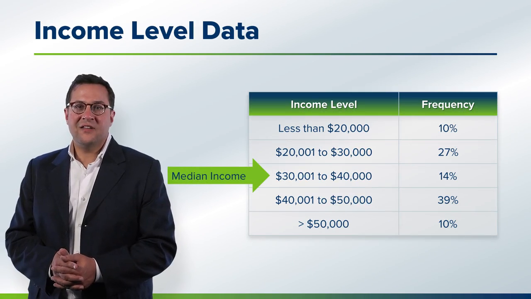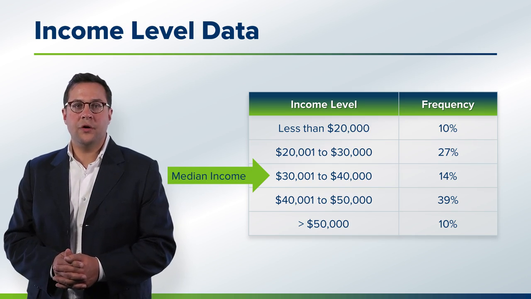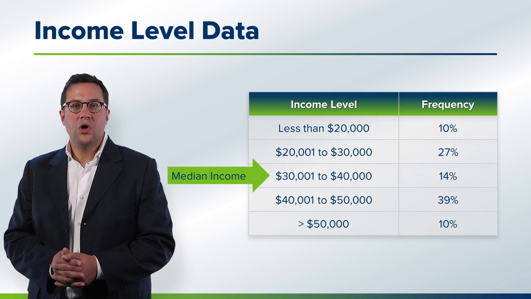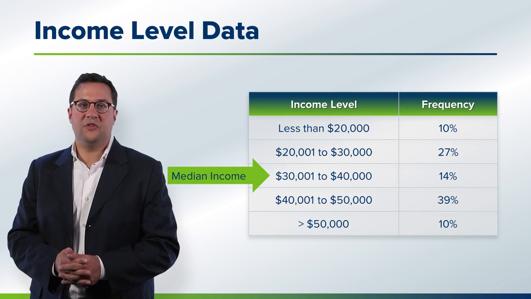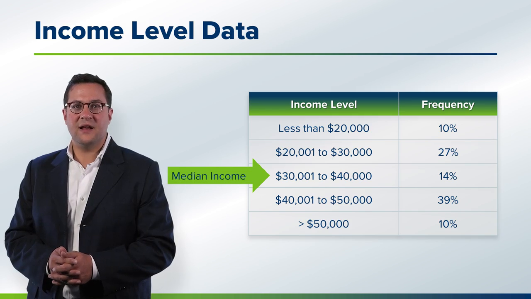You can see that less than 10% of the respondents said that they earned $20,000 or less. 10% of the respondents would earn $50,000 or more, and the rest is in between. The sum 10 plus 27 plus 14 plus 39 plus 10 should sum up to 100%. Now the question is, what is the median income in this data?